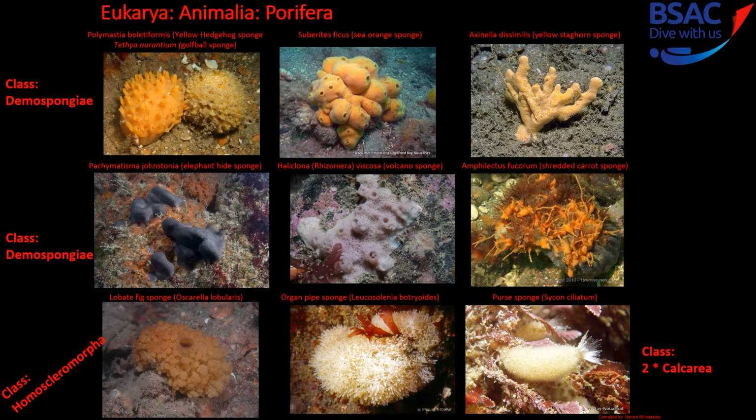Eukarya, Animalia, Porifera. Let's have a look at a few examples of the Porifera, or sponges, in the UK. Demospongiae represents the dominant class of living sponges, representing more than 75% of those alive today.